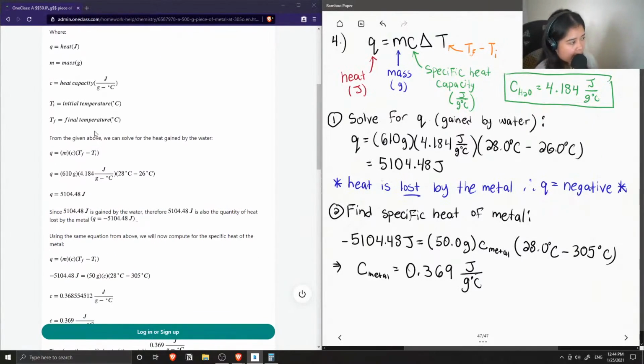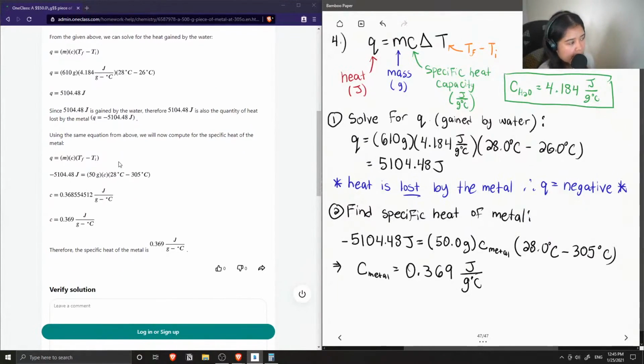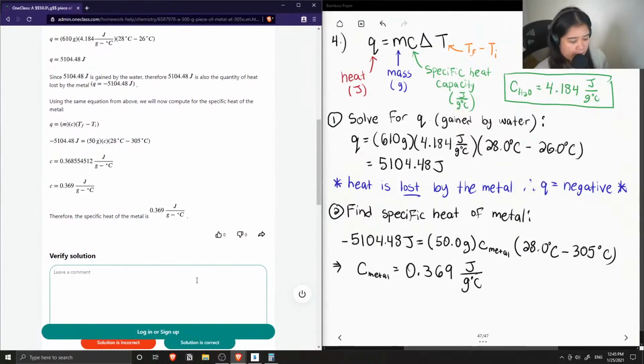From the given above, we can solve for the heat gained by water, and they also got 5,104.48 joules. Since this is gained by the water, this is also the quantity of heat lost by the metal, and it's going to be a negative value. Using the same equation from above, we will now compute for the specific heat of the metal, and they also got 0.369 joules over grams degrees Celsius. So the solution is correct.